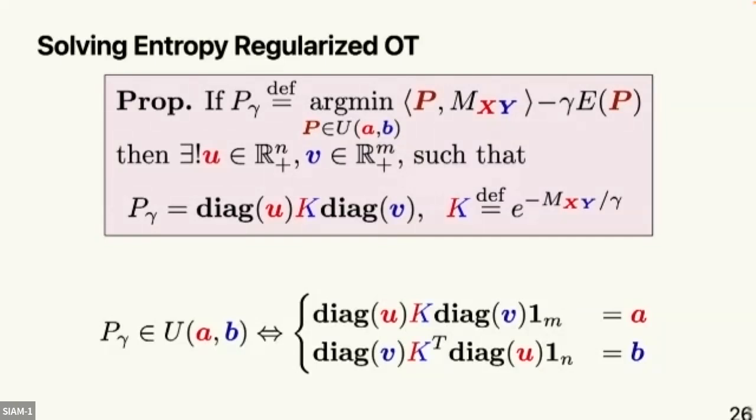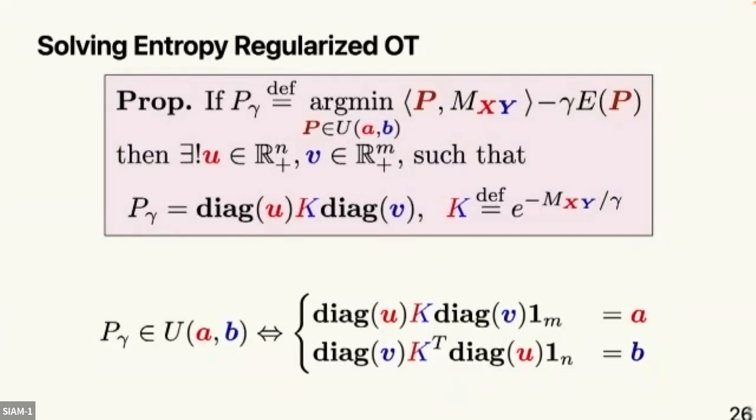There must exist a set of two vectors, so a pair of vectors, u and v. One is of size n of the first measure, and the other is of size m of the second measure. And this P gamma must have this factorization, which is a diagonal matrix, K diagonal matrix. And this K matrix is a matrix that you get as a byproduct of your data.